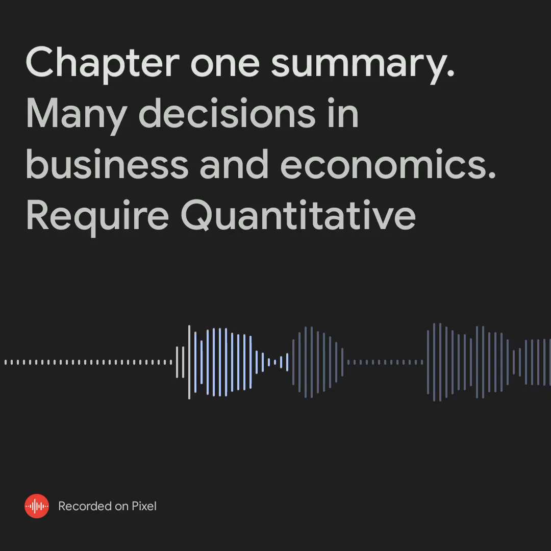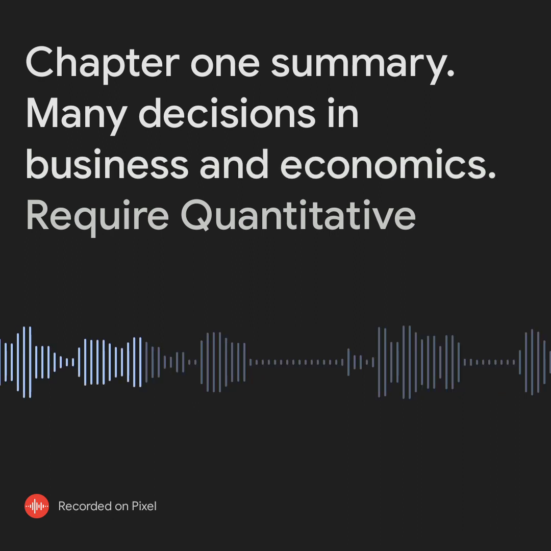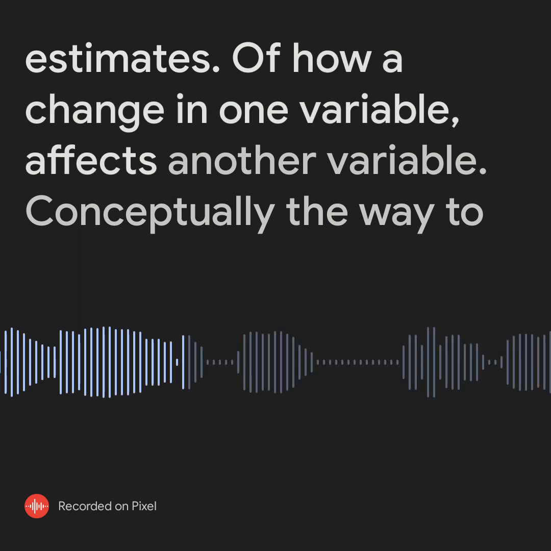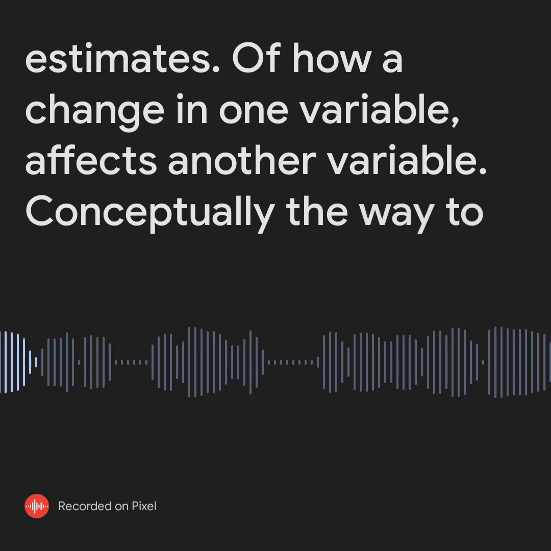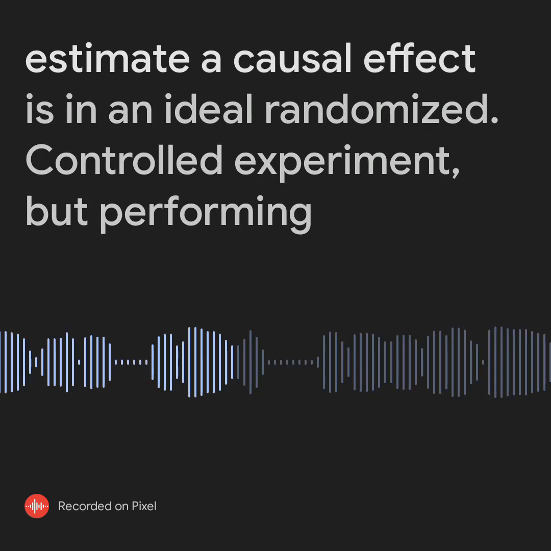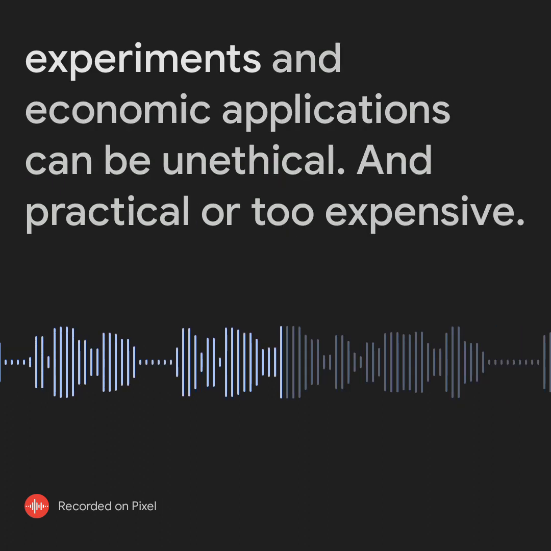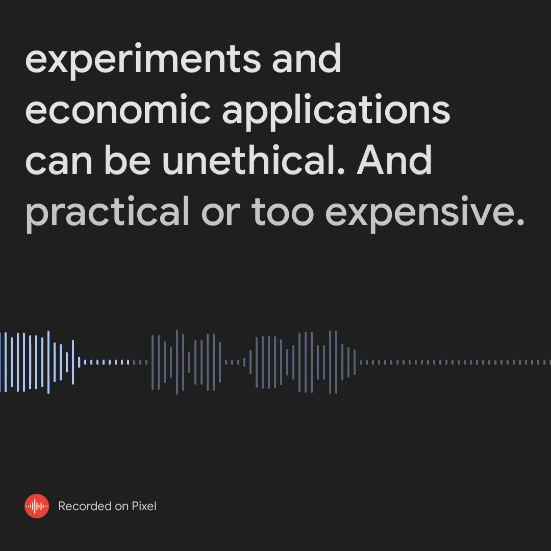Chapter 1, Summary. Many decisions in business and economics require quantitative estimates of how a change in one variable affects another variable. Conceptually, the way to estimate a causal effect is in an ideal randomized controlled experiment, but performing experiments in economic applications can be unethical, impractical, or too expensive.